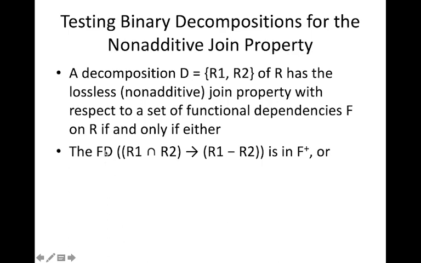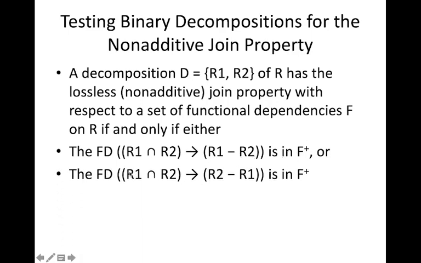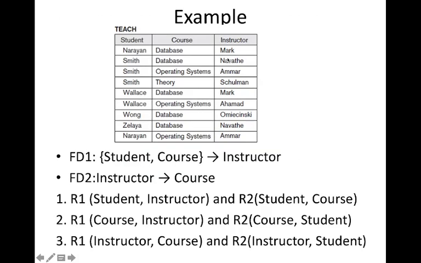That is, R1 intersection R2, the common attributes in R1 and R2, determines R1 minus R2, and this functional dependency should be in F closure. Or, the functional dependency R1 intersection R2 to R2 minus R1, this difference, is in F closure. If any of these conditions is satisfied, then we can say that this satisfies the non-additive join property.